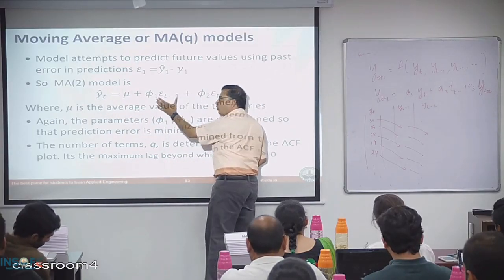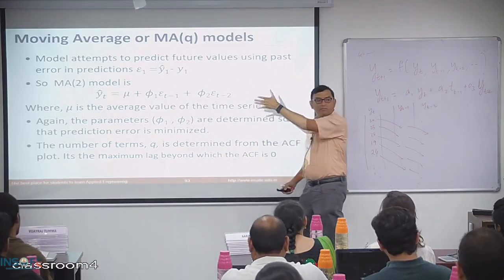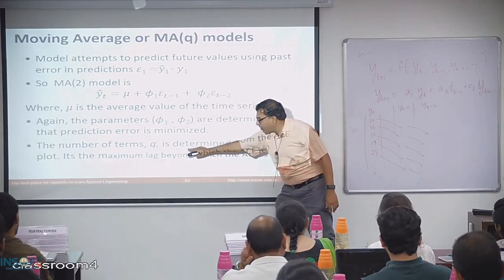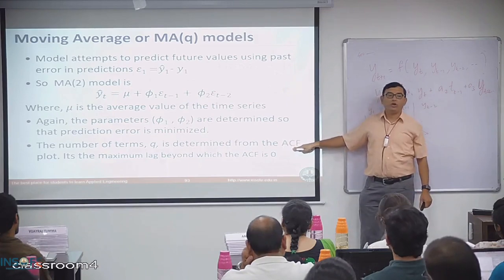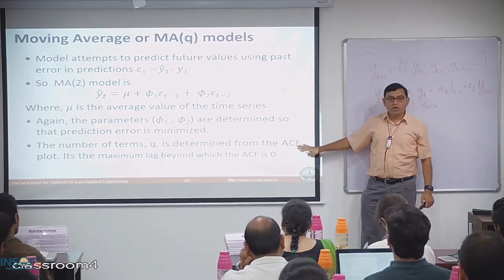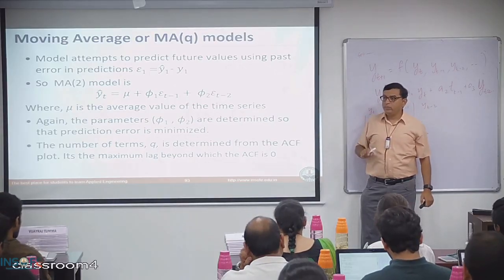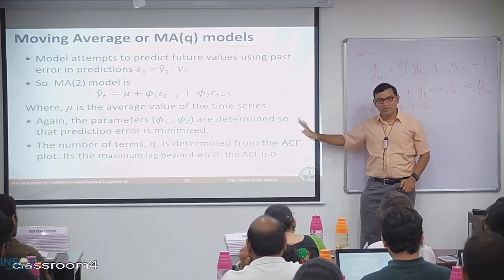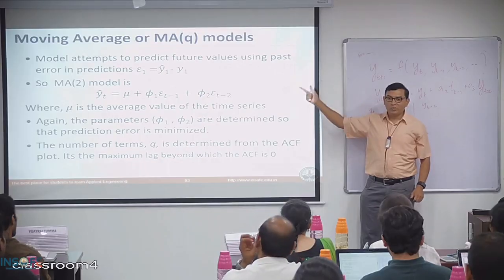Instead of using only the most recent error, you could potentially use multiple terms of the error. The number of terms of error that can be used is determined by the ACF plot. The ACF plot actually tells you how many of those terms is appropriate for using in the model. Again, I'm not going to do an example of this. So we talked about autoregressive model, moving average model.